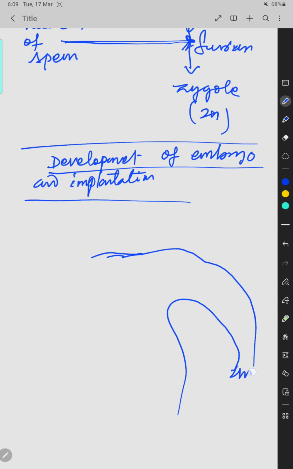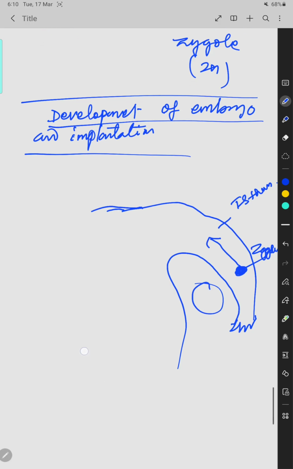Okay, so this is the ovary. Now this is the ampullary region where fertilization has taken place, and this is the zygote. The zygote is formed here. Now what happens? This zygote passes through the isthmus. This portion is the isthmus of the fallopian tube, and as it passes through the isthmus, it undergoes mitotic division, and that is called cleavage.